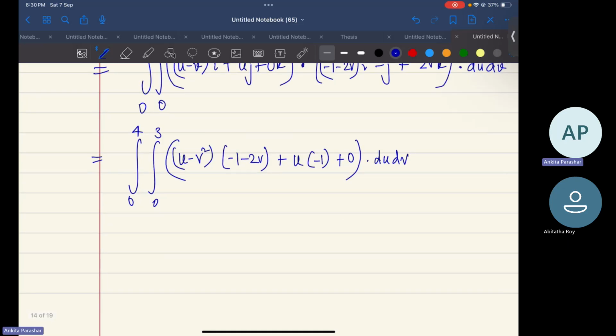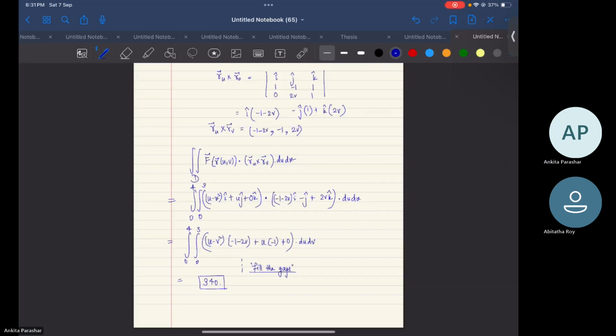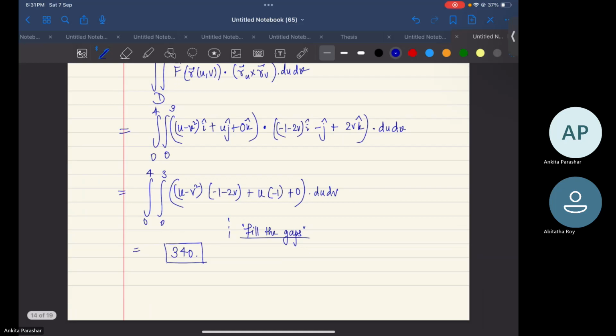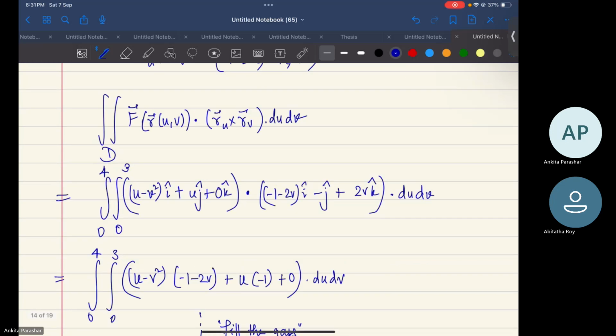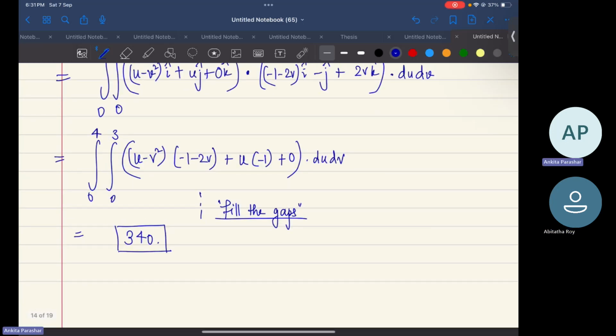Okay, I'll leave the computations. The answer is 340. Shall we go ahead? Or do you want to compute? Let's go ahead. Okay.